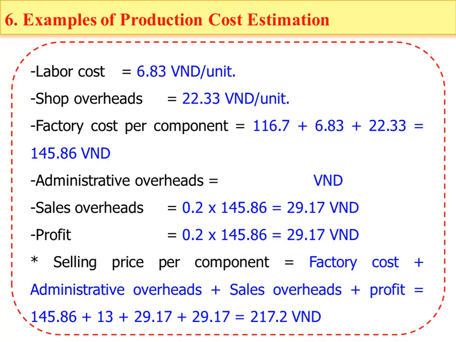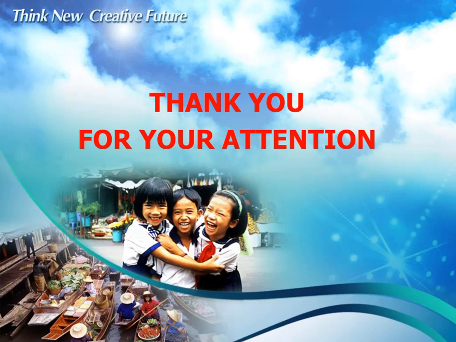29.17 Vietnam dong. And finally, we will calculate the selling price per component by factory cost plus administrative overhead plus sale overhead plus profit. And the total is 217.2 Vietnam dong. Thank you for your attention.